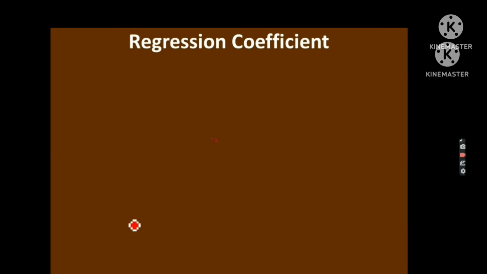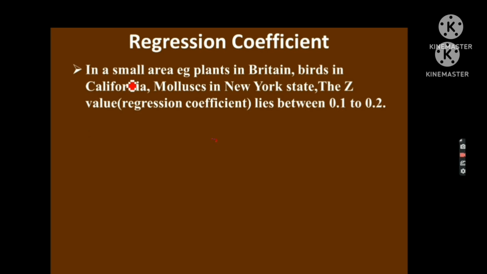Now more about regression coefficient, the Z value. If it's a small area, like plants only in Britain or birds in California, or mollusk in New York, so they are only looking at a small area. That time the Z value range lies between 0.1 to 0.2. Can you tell me what will be the slope then? How will be the slope? Will it be steep? Yes, it will be gentle. Good, very good. You are very thorough, I think. So if the Z value is less, then the slope is gentle.